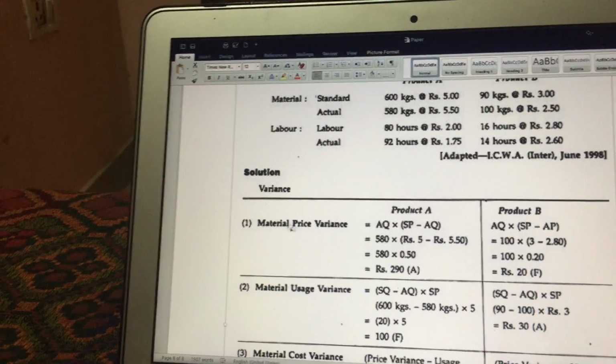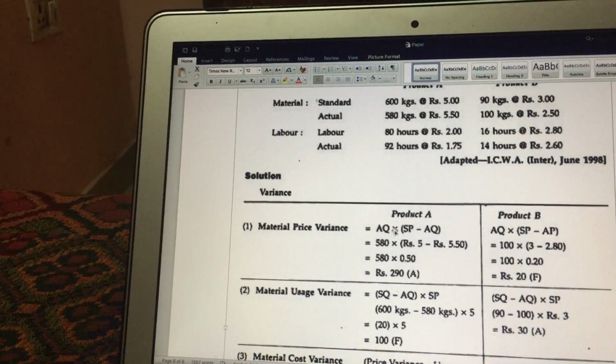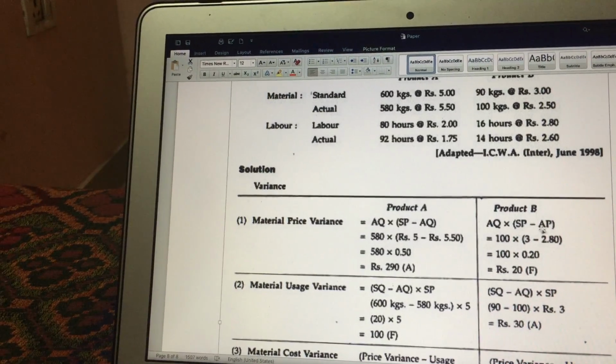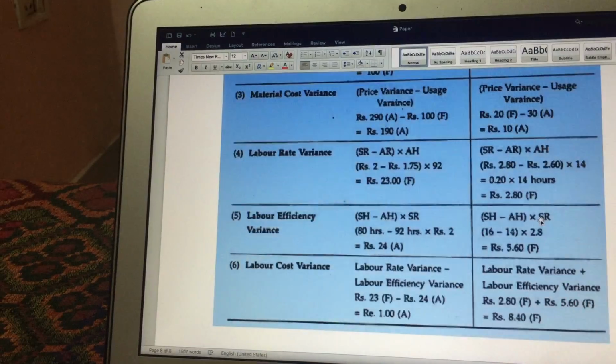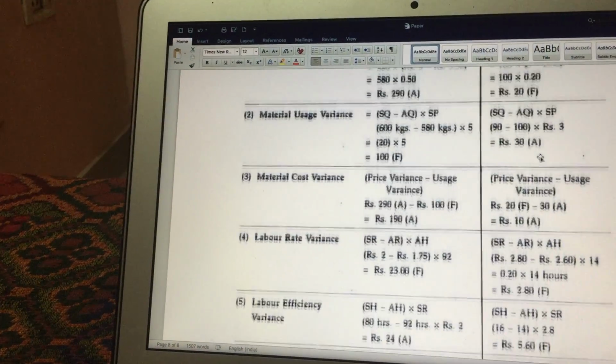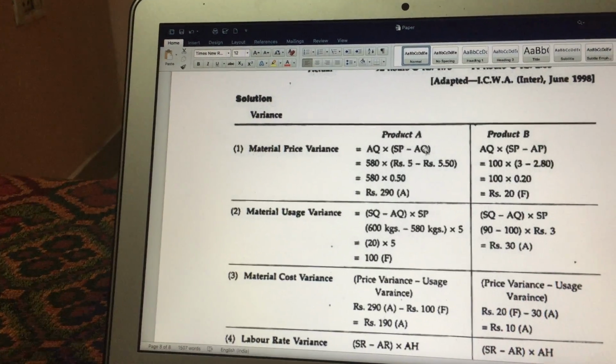In this first line, material price variance for product A, the formula is wrong. AQ into SP into AP. This formula is right. The second one, product B, this formula is right, whereas this one is wrong. Here in place of AQ it has to be AP.